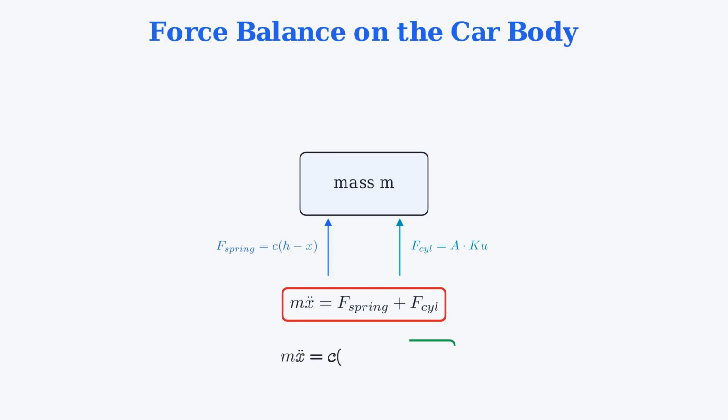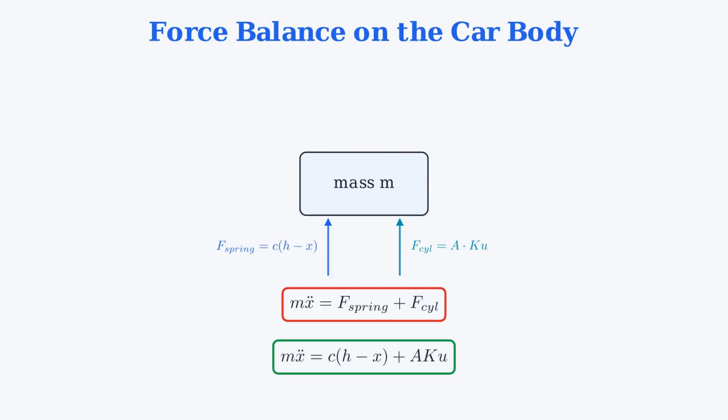Three forces. First, the spring force. The spring connects the car body to the wheel. When the road goes up by h and the body moves up by x, the spring compression is h minus x, so the spring force is c times h minus x. Second, the hydraulic cylinder force. The cylinder pushes with a force equal to the pressure difference times the surface area, A times delta P, and we know delta P equals K times U, so the cylinder force is A times K times U.